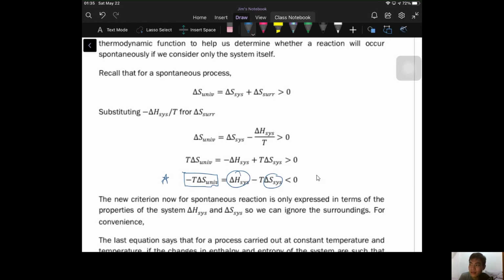Which is better. Why? Because this is the system. This is the system, which means we don't have to take into account the surroundings. Okay? You no longer need to solve for delta S surroundings. All you have to know is this one and this one, which is easy to do. Okay? And if they are less than 0, then we can say that the process is spontaneous. Okay? So, that is our new criterion. It is no longer greater than 0. It became less than 0, because we multiplied the entire equation by negative 1, so the inequality symbol flipped.